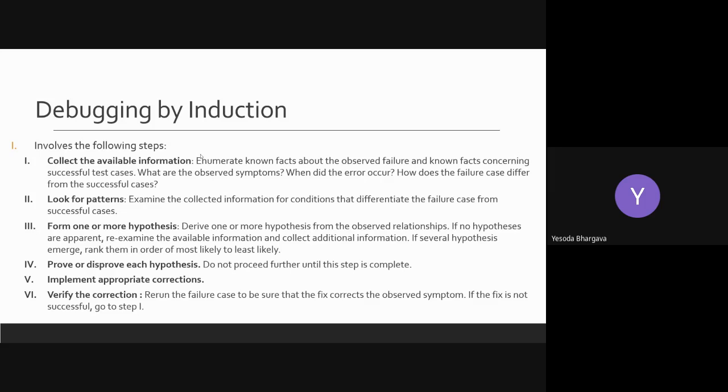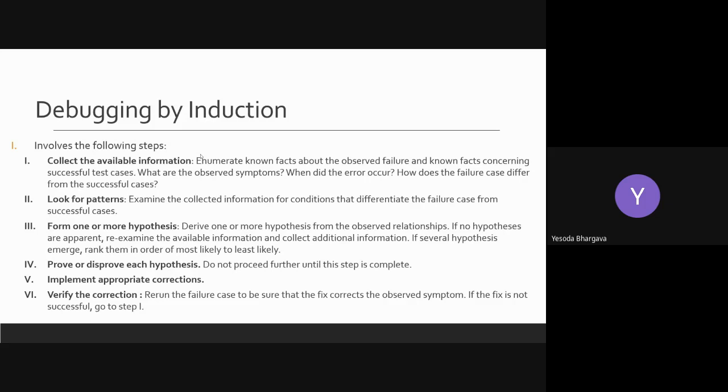Once you have understood the bug that is occurring and the prevailing environment, and you have formed the hypotheses, you go on to systematically refute, reject or accept the hypotheses. Then based on how each of these hypotheses is accepted or rejected, you implement your appropriate corrections, and then you verify the correction.